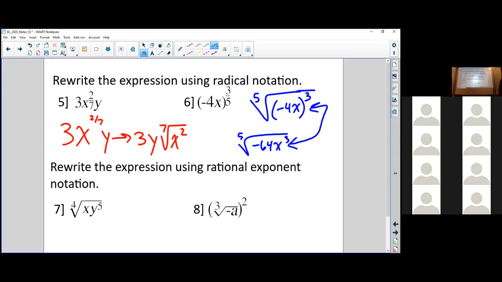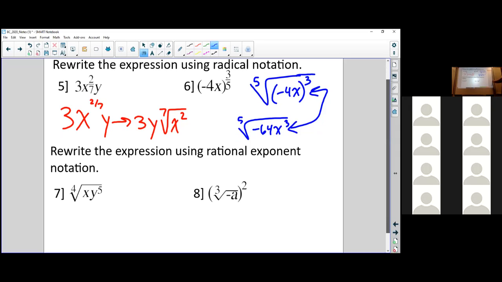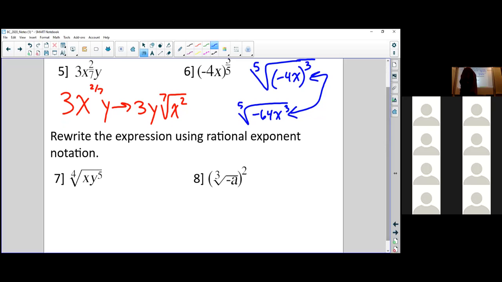And then it says rewrite the expression using rational exponents. Okay, so everything is under the 4th root. So I'm going to get x to the 1/4 power, y to the 5/4 power, and it's done. And then this one is going to be negative a. I'll put that in parentheses because it's negative to the 2/3 power. The reason I put that negative a in parentheses is you're taking the 3rd root of negative a, so you want to have that grouped. Okay, so don't miss out on that.